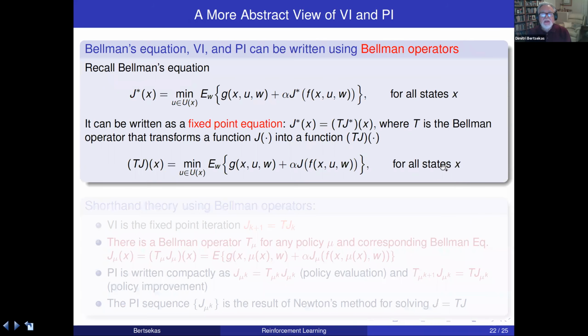Okay, so now I want to take you into a different landscape, a more abstract view of value iteration and policy iteration.